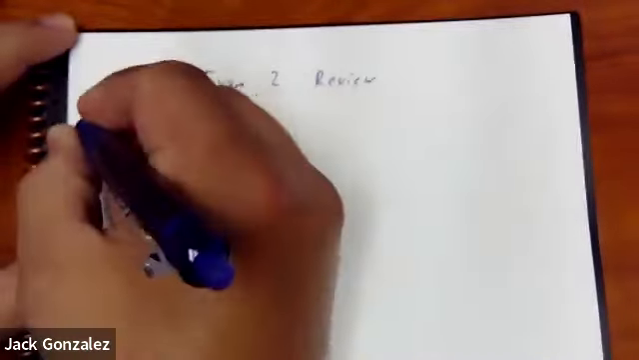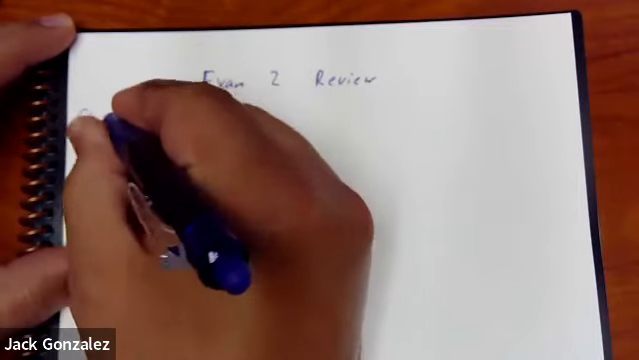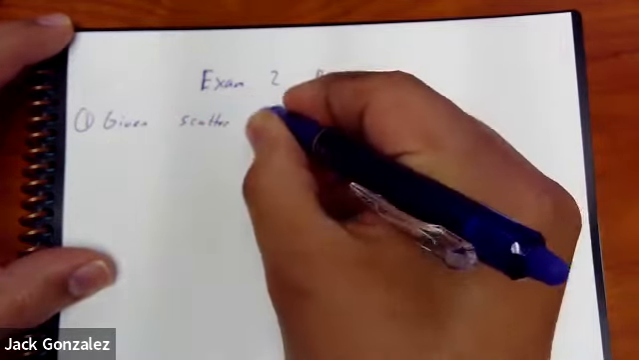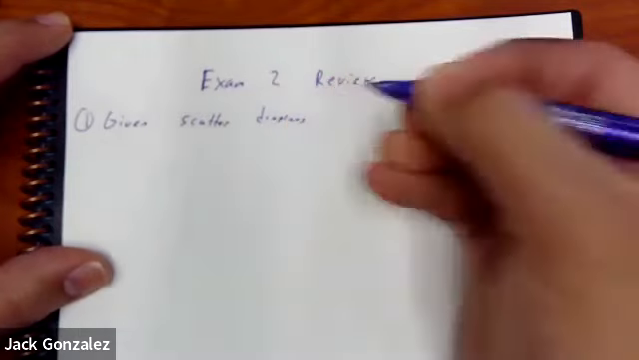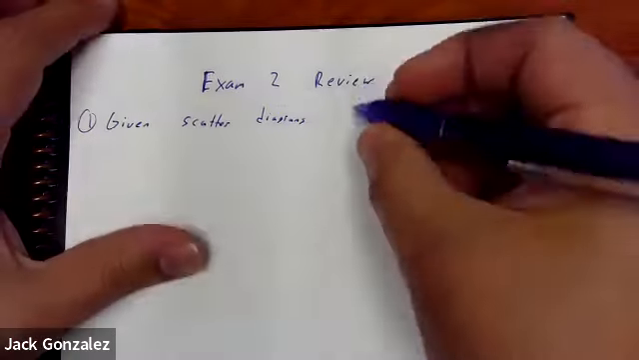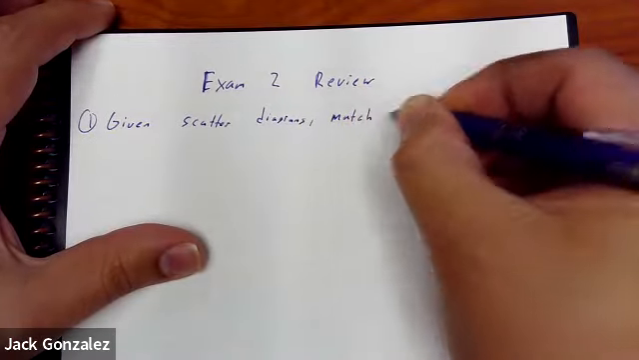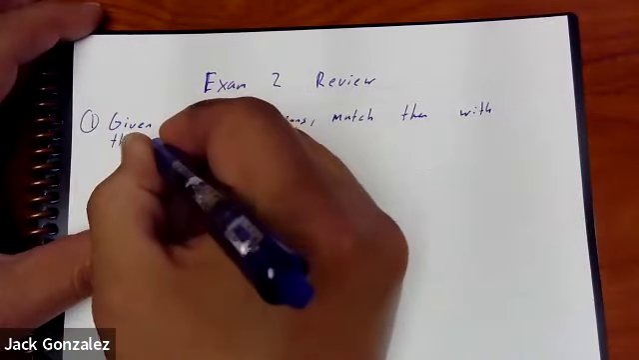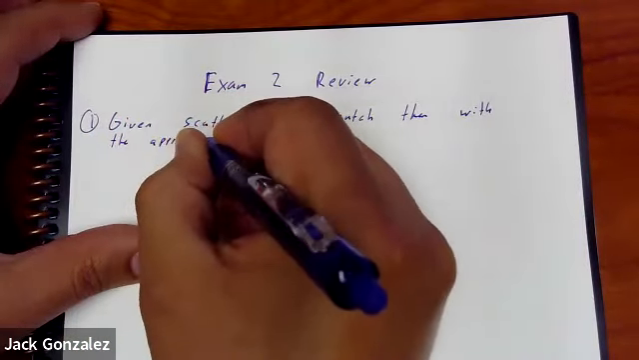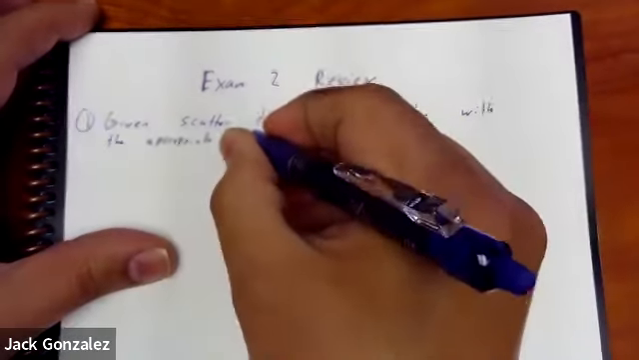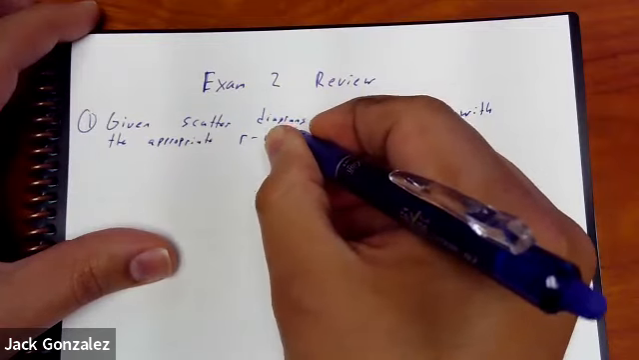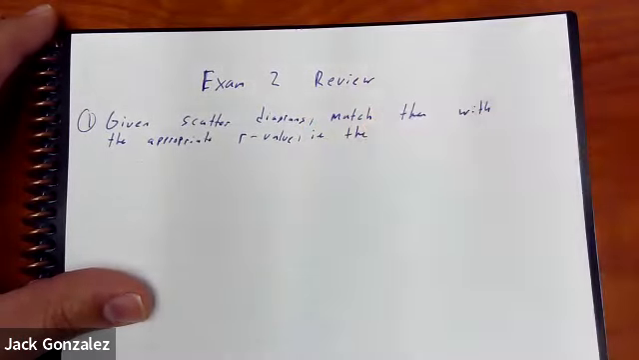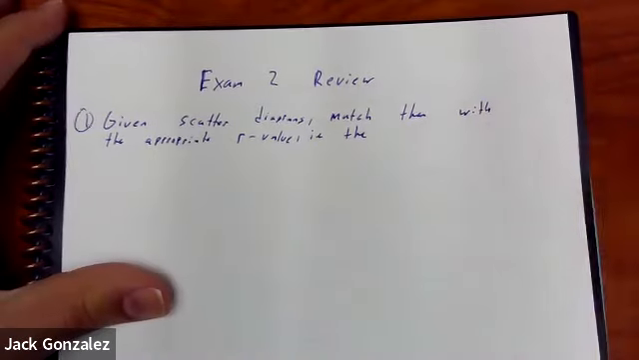The first thing to look out for, given scatter diagrams, is to match them with the appropriate R value, i.e., the, what was it called? The linear correlation coefficient.